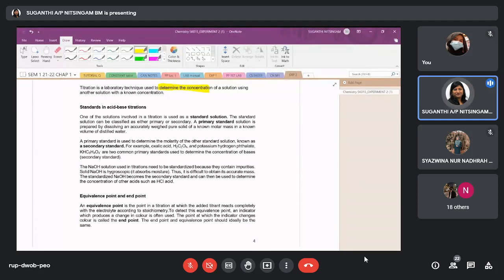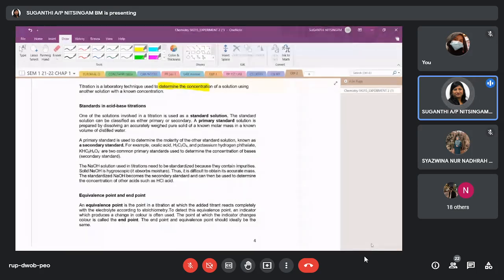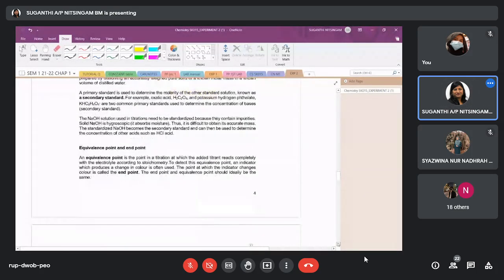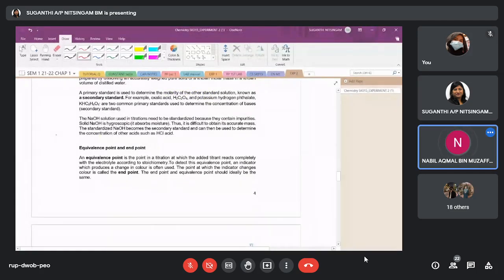Siapa? Nabil, can you read the equivalent point and end point? An equivalence point is the point in a titration at which the added titrant reacts completely with the electrolyte according to stoichiometry. To detect the equivalence point, an indicator which produces a change in color is often used. The point at which the indicator changes color is called the endpoint. The endpoint and equivalence point should ideally be the same.